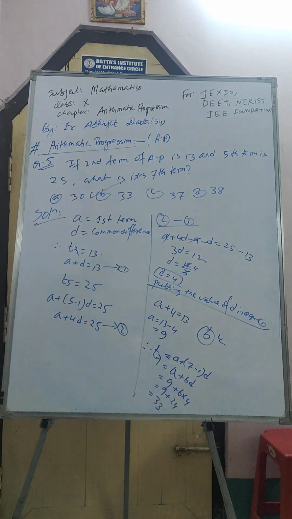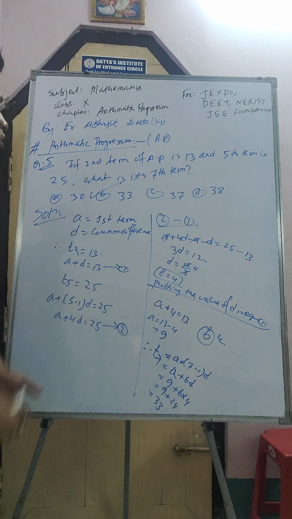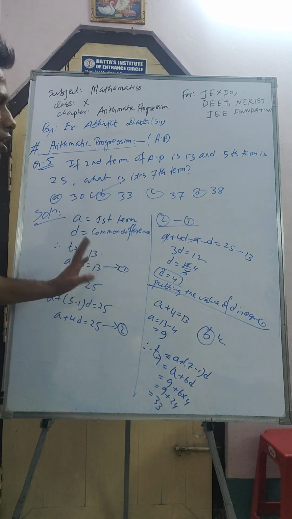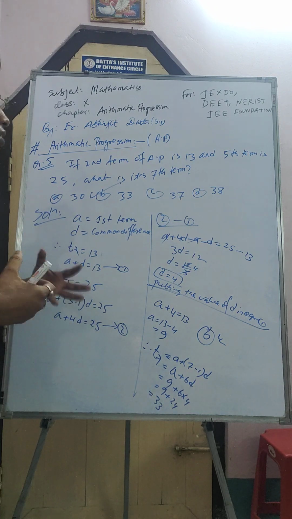Okay, got my point? Let me explain it shortly again. The question is: if the second term of an AP is 13, that is T2 equals 13, and the fifth term of the AP is 25, that is T5 equals 25, what is the seventh term?